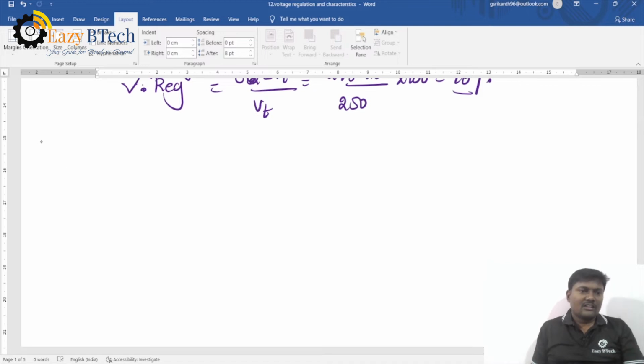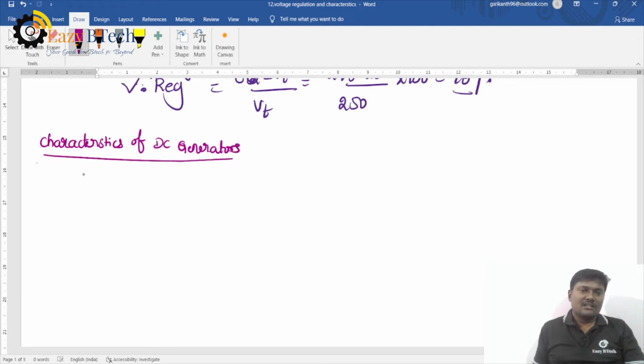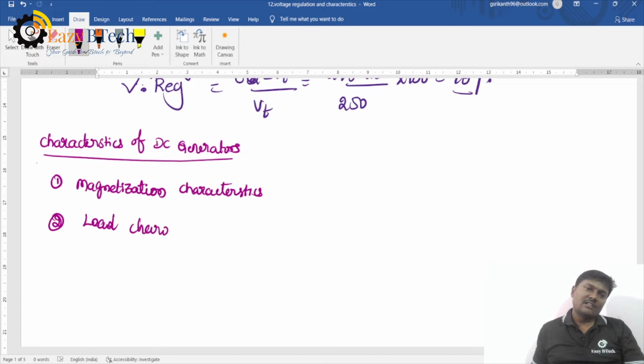So the next concept is characteristics of DC generators. The first characteristics are magnetization characteristics. And the second characteristics are load characteristics.